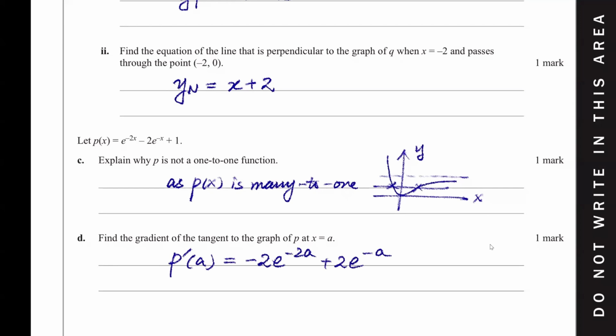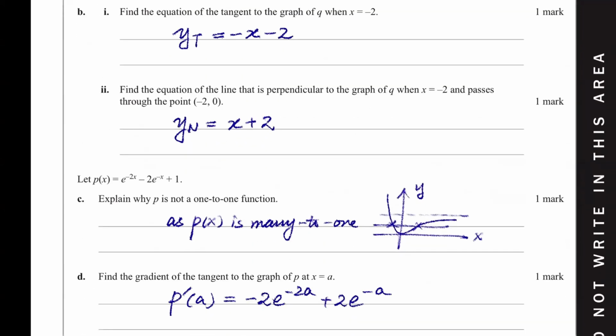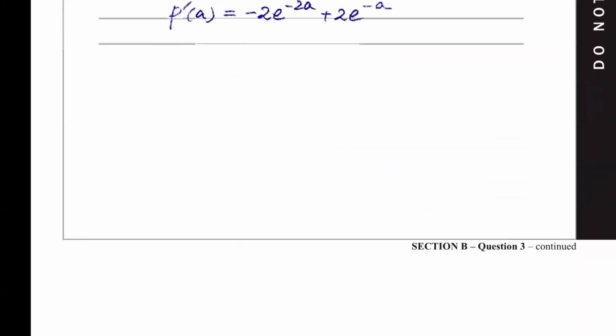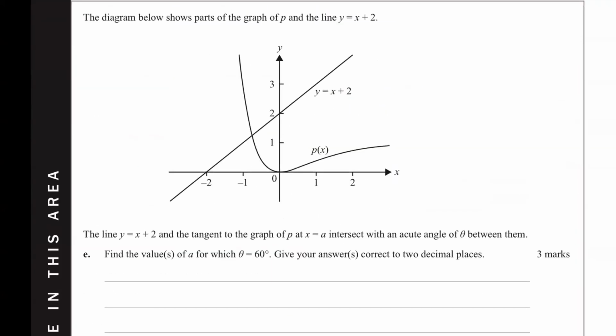Okay, so that is the first 6 marks. Very easy. Okay, the diagram below shows parts of the graph of P and a line y equals x plus 2. The line y equals x plus 2 and a tangent to the graph of P at x equals a intersect with an acute angle theta between them. So let's say if I had a tangent line over there, that's one particular point. Find the values of a for which theta is 60 degrees. Give your answer correct to 2 decimal places.